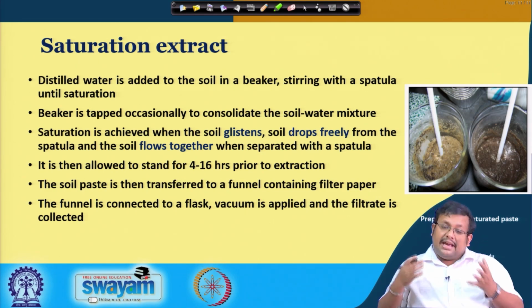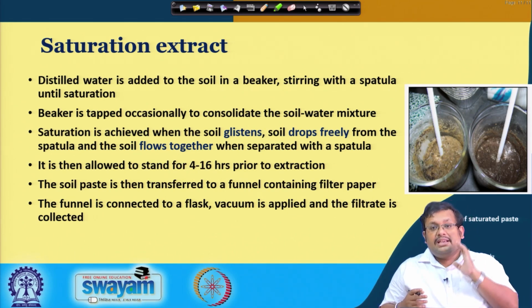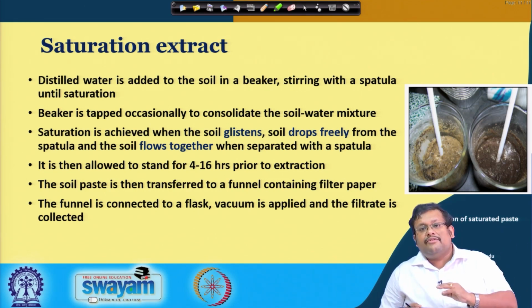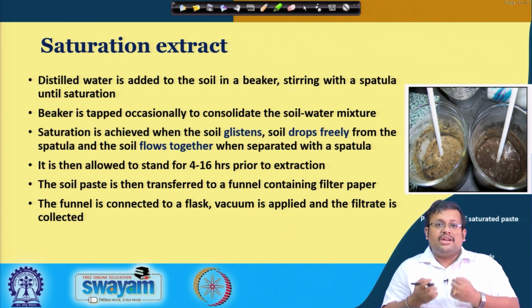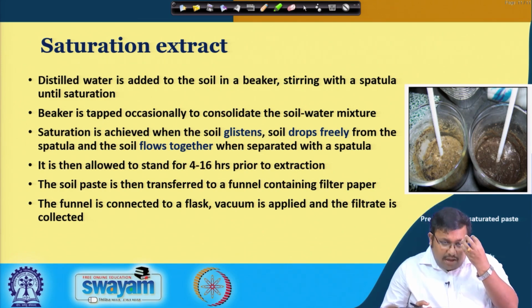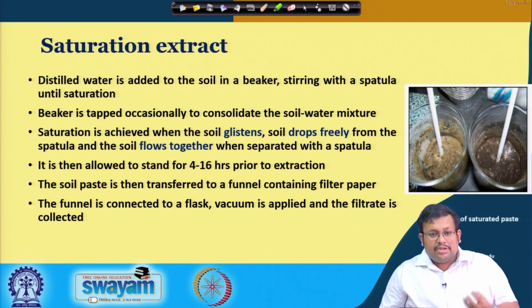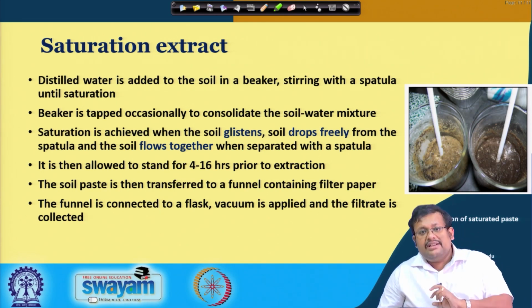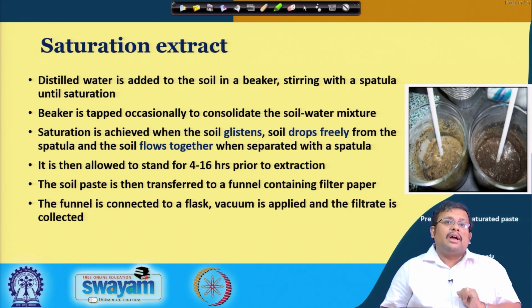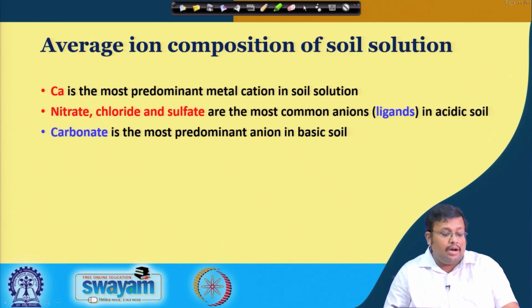So, what happens? Step by step, we add the water, make a saturated paste, and keep it for equilibration for 4 to 16 hours. After that we put it into the funnel and apply pressure to suck out the dissolved ions through the leaching solution, the solution which is filtered, and then we measure the concentration of ions in that filtrate. So, this is how the saturation extract works.